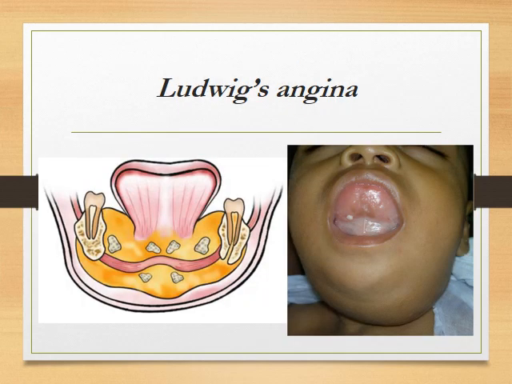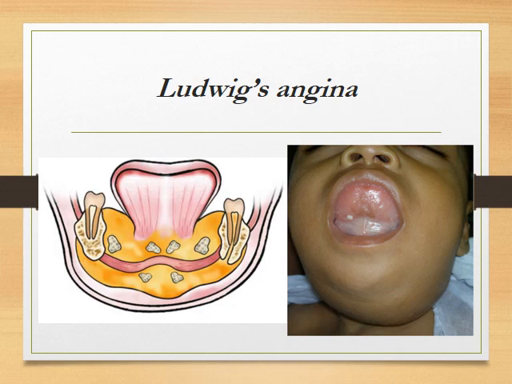What is Ludwig's angina? Ludwig's angina is a complication of involvement of the perimandibular spaces. When the perimandibular spaces, the submandibular, sublingual, and submental, are bilaterally involved in an infection, it is called Ludwig's angina. So it is the involvement of the three perimandibular spaces on both sides, left and right. The most common cause of Ludwig's angina is an odontogenic infection, of course.